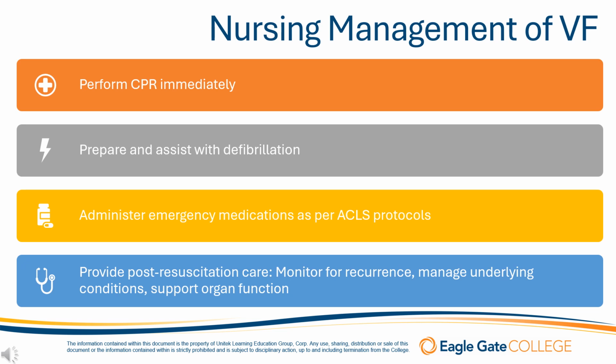Monitor and manage potential complications such as myocardial dysfunction, acute kidney injury, or neurological deficits. Provide therapeutic hypothermia if indicated to improve neurological outcomes. Post-resuscitation care aims to stabilize the patient, prevent any recurrence of the VFib, and support recovery of organ function, thereby improving the chances of survival and better long-term outcomes.